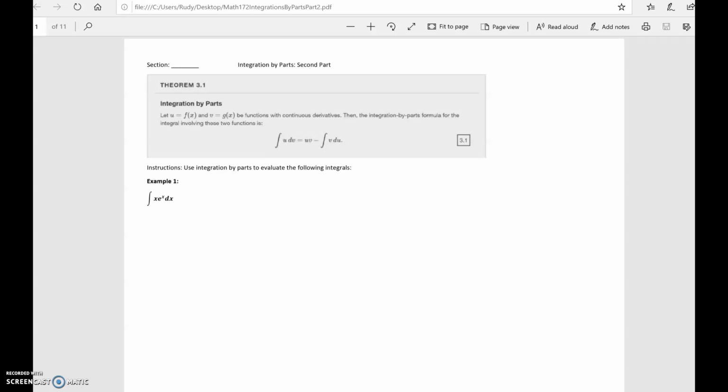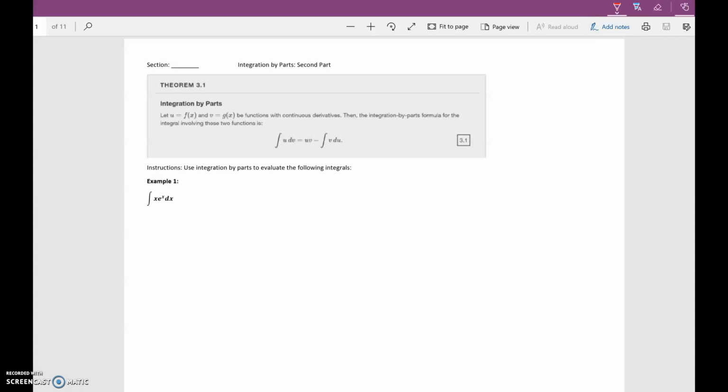Hi class, we need to take a look at another form of integration by parts, and in this case, here's the basic idea. So you may have an integral, and the integrals that we're looking at in this section, you could actually use tabular integration for some, but the basic idea here is the following. So you have an integral in this form.